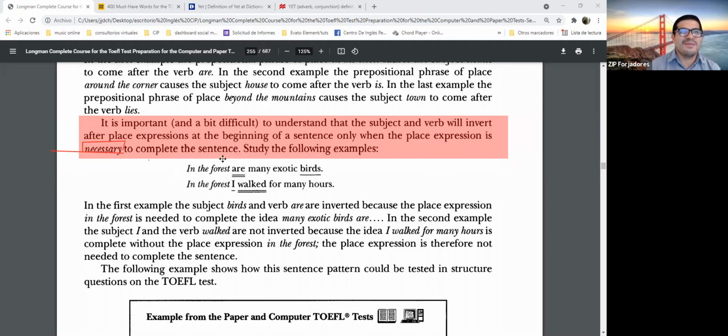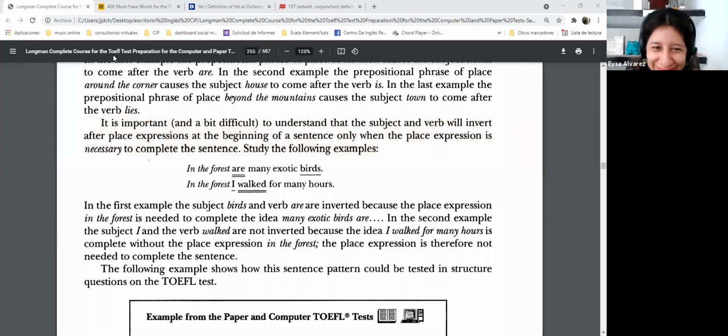Okay, so this is necessary to express the existence of exotic birds, which are only in the forest. And in the second one, it's not necessary to make the meaning, right? Because I can walk everywhere. I walked for many hours. So in this case, we are not going to invert it, because in the forest is just extra information. But only in the forest are you going to find exotic birds, and in this case, we are going to invert it. Okay, so that's it.